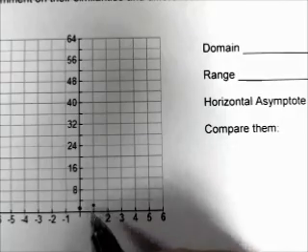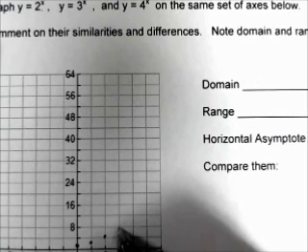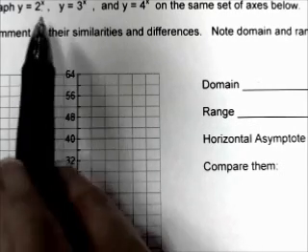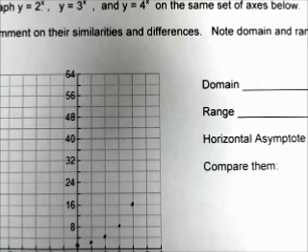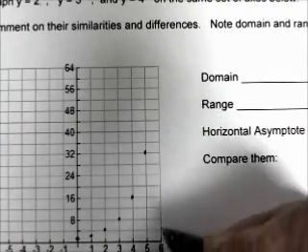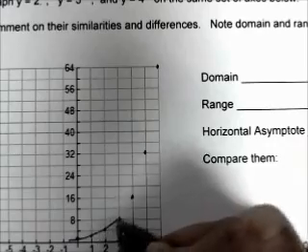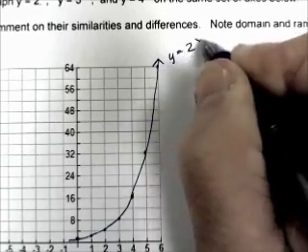X value of 2, 2 squared is 4. X value of 3, 2 to the third is 8. So all I'm doing is substituting in the integer values of x. 2 to the fourth is going to be 16. And then 2 to the fifth is 32. And 2 to the sixth is 64. So here we have y equals 2 to the x.